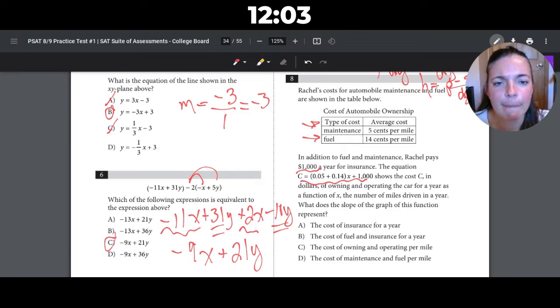Okay, so they give us the equation. The cost of owning and operating the car for a year as a function of x, the number of miles driven in a year. So x is our number of miles driven. What does the slope of the graph of this function represent?